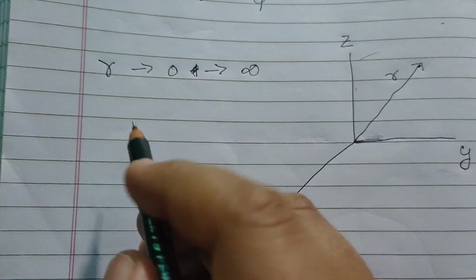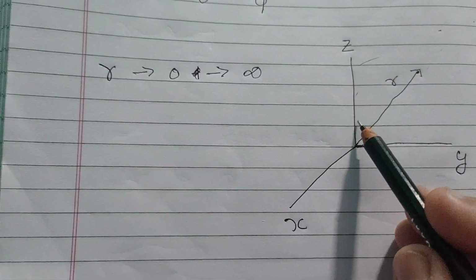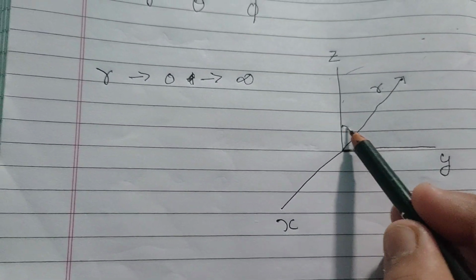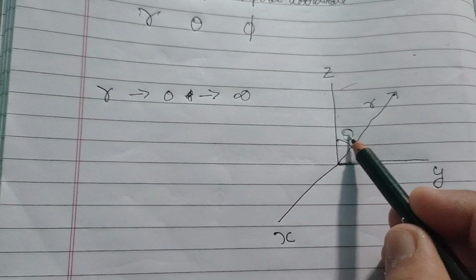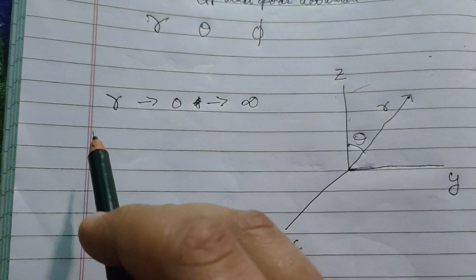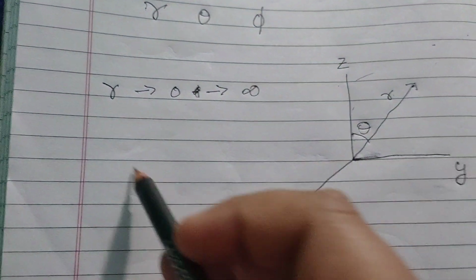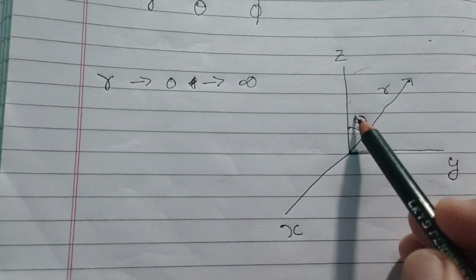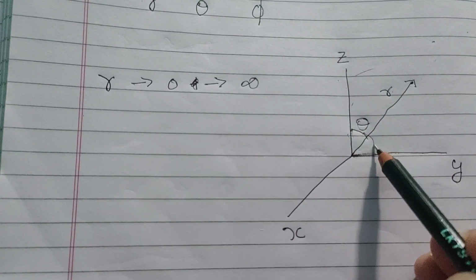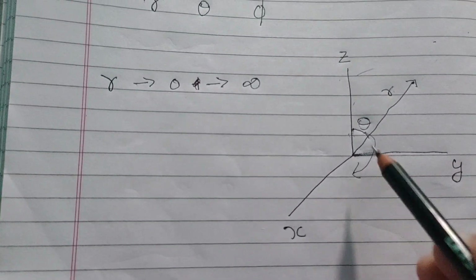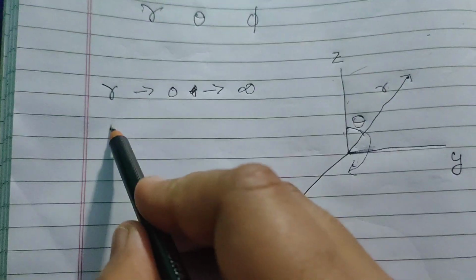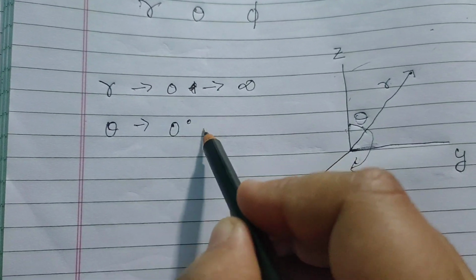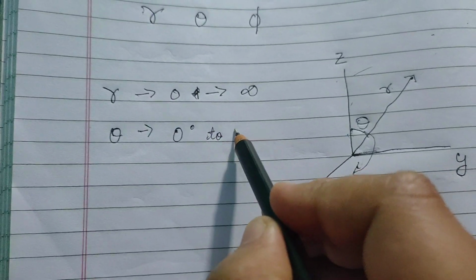And what is the theta coordinate? The angle that r subtends with the z-axis is known as theta. This is known as the theta coordinate. So the limit of theta is from 0, and theta goes till like this, till 180. The limit of theta is from 0 degrees to 180 degrees.